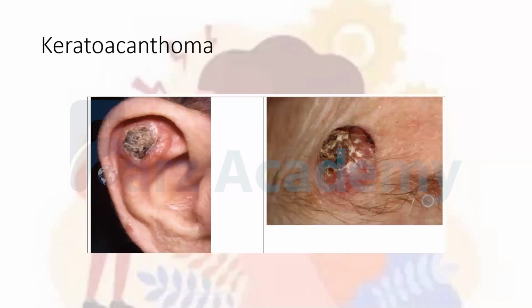So first, let us start with keratoacanthoma. This is how the lesion looks. Just remember how it looks, so it can be an image-based question for you people. So keep this in mind.